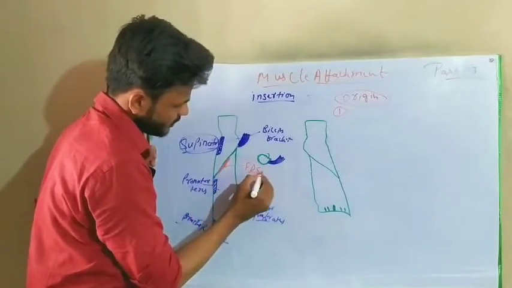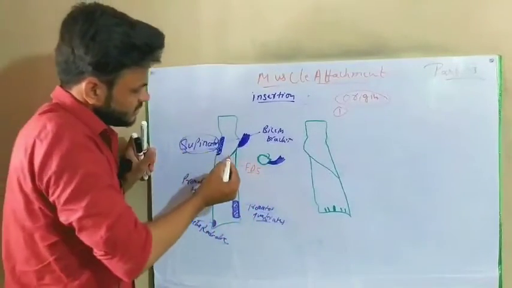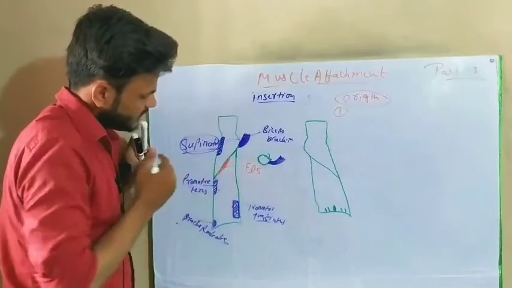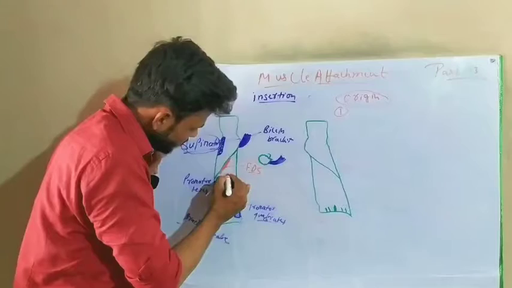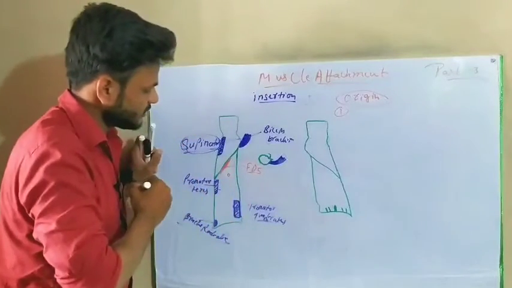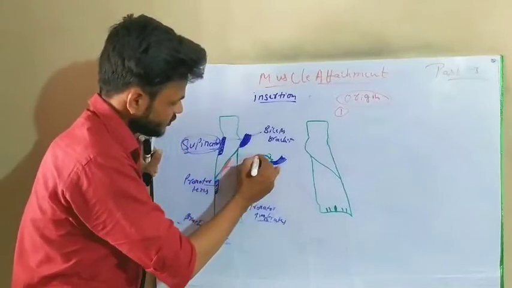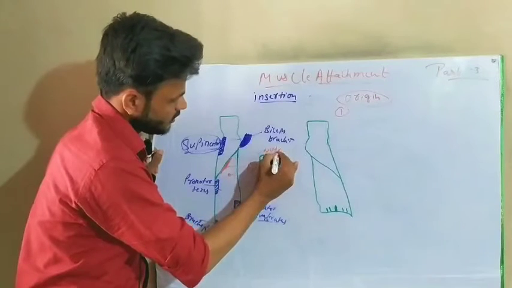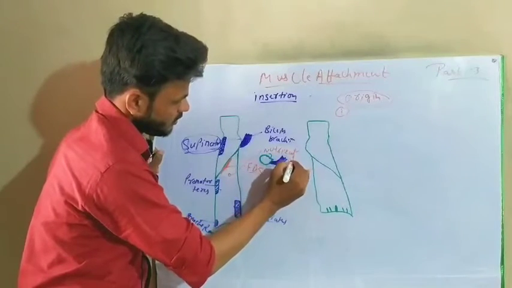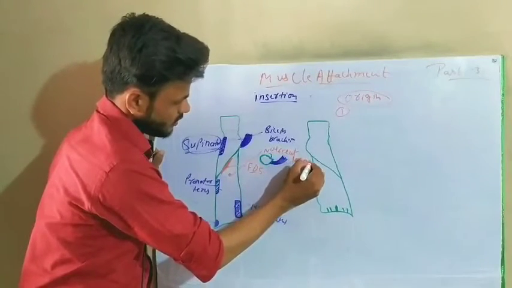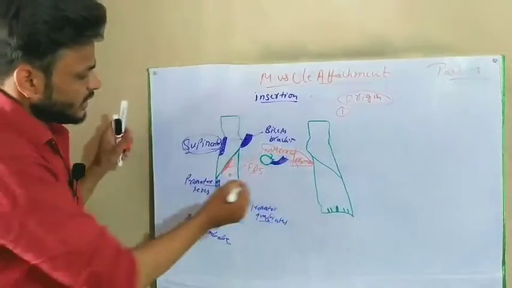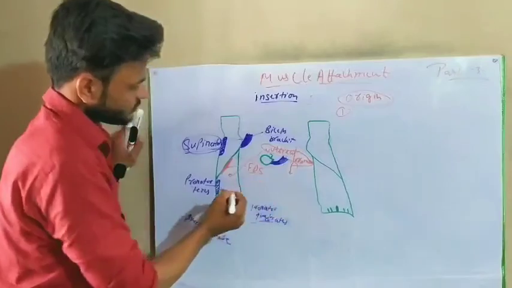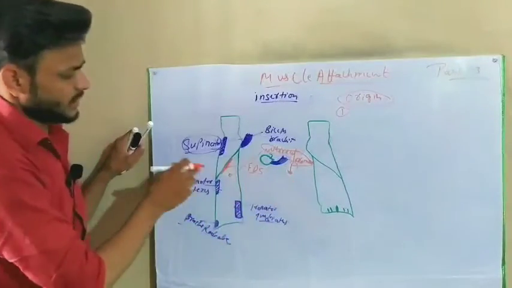flexor digitorum superficialis. This muscle takes origin from the anterior oblique line, and on the anterior surface there is one foramen. This foramen is called the nutrient foramen. इस फोरामेन का नाम न्यूट्रिएंट फोरामेन. एंड फ्रॉम द न्यूट्रिएंट फोरामेन वन आर्टरी विल pass.